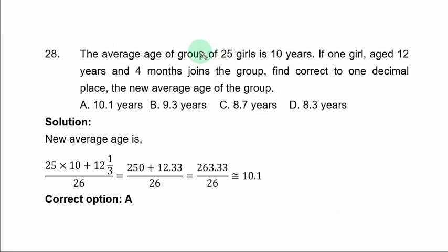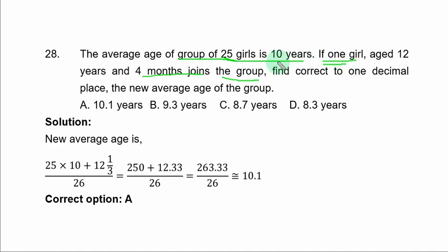Question 28. The average age of a group of 25 girls is 10 years. If one girl aged 12 years and 4 months joins the group, find, correct to 1 decimal place, the new average age of the group. So the new average age. Now average is simply the addition of what you are considering over the total number. Now we have 25 girls, another one added, so we have 26.